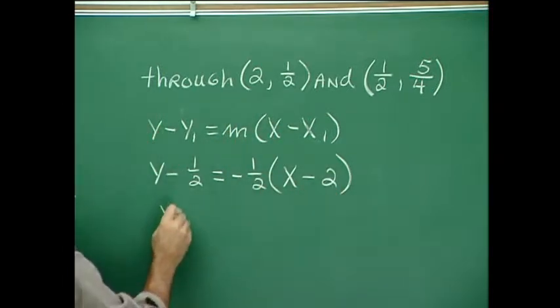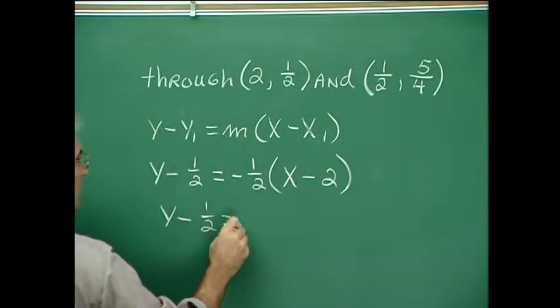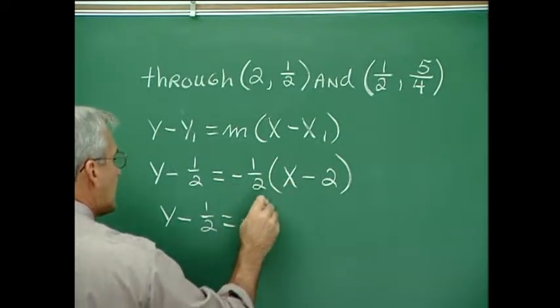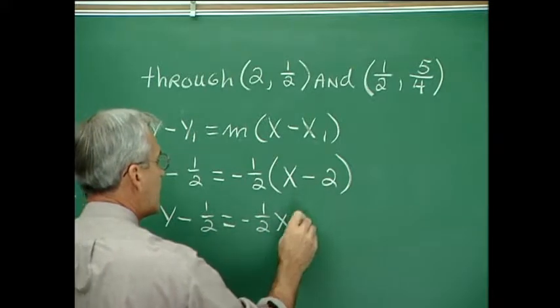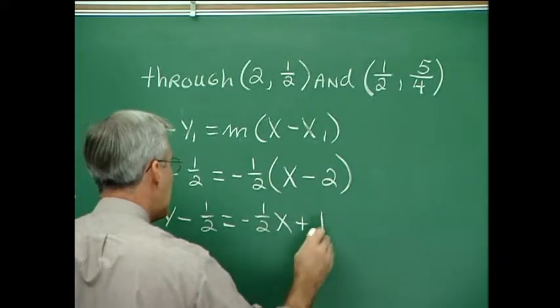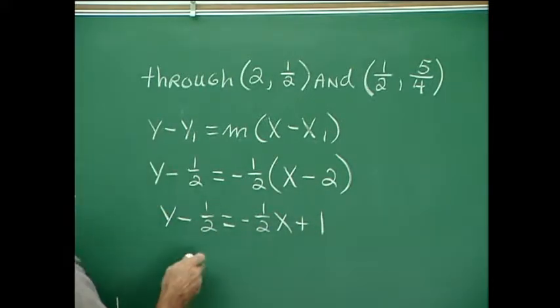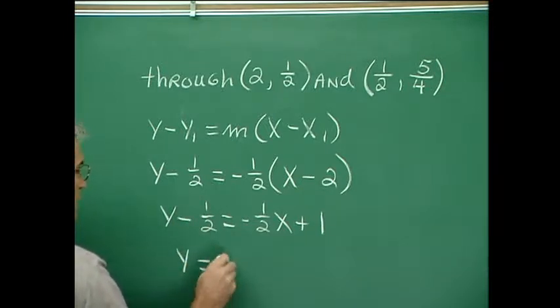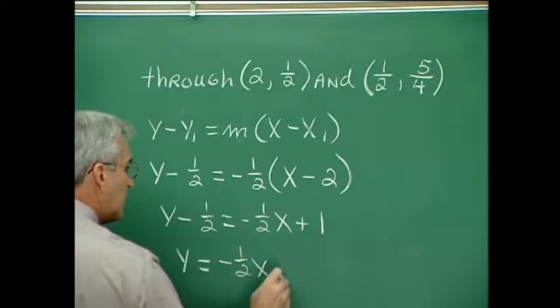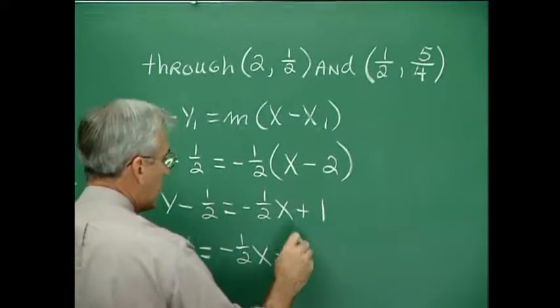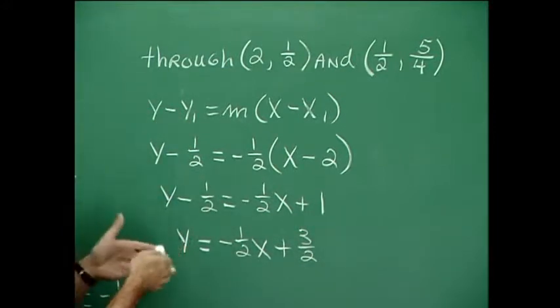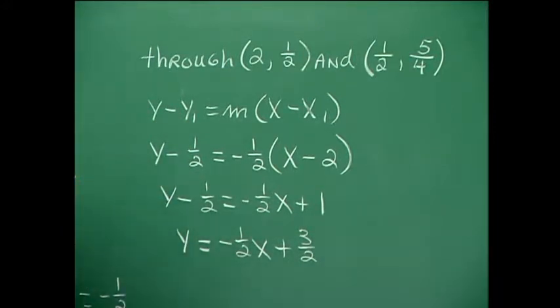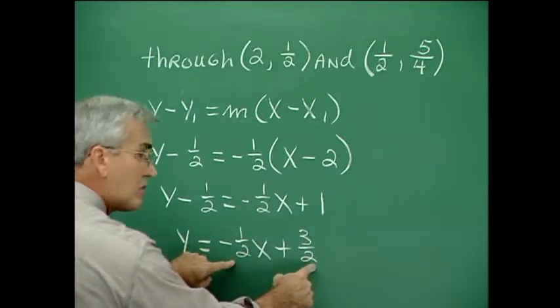And now we go through and clean up a little bit. This is negative 1/2 times x. That's negative 1/2 x. Negative 1/2 times negative 2. Negative times negative is positive. 1/2 of 2 is 1. And now we'll add 1/2 on both sides to find y equals negative 1/2 x plus 1 and 1/2, or 3/2. So again, I'm putting this into the slope-intercept form.